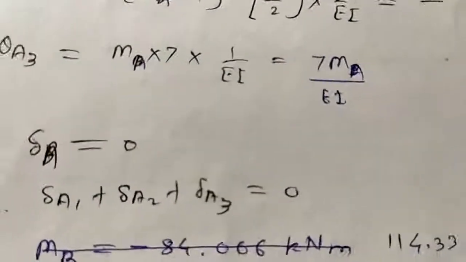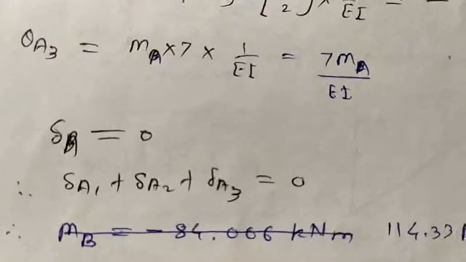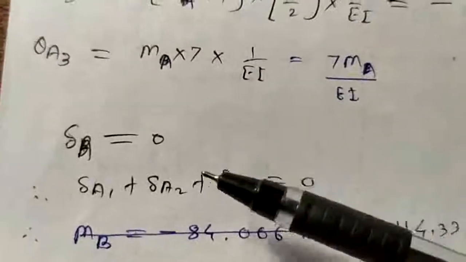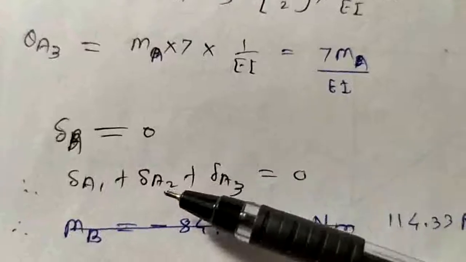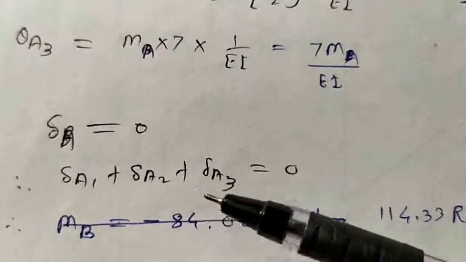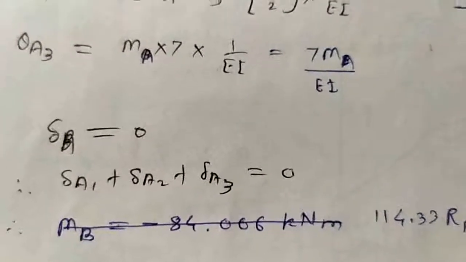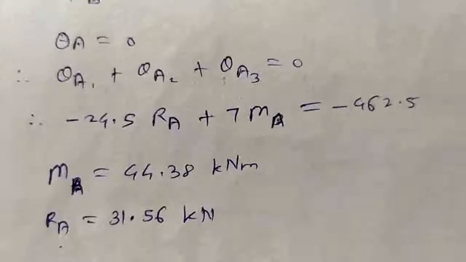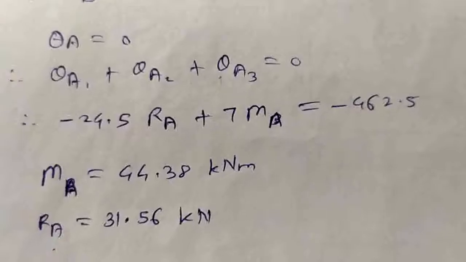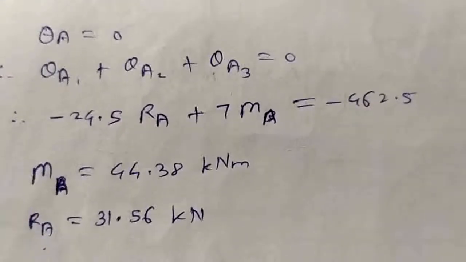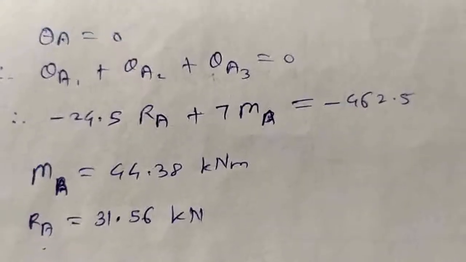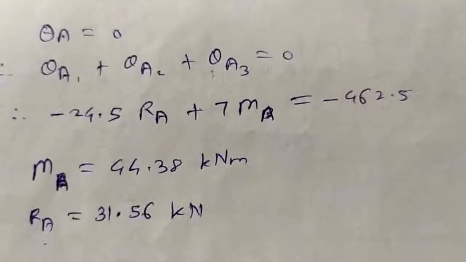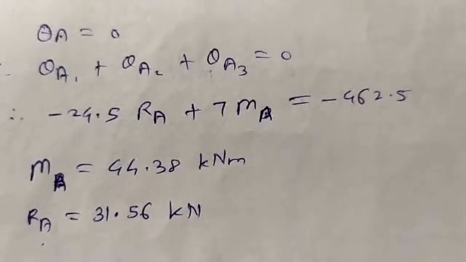Now come to the compatibility equation, that is delta A equal to 0. Delta A will be delta A1 plus A2 plus A3 equal to 0. Now put all these values and we will get one equation. Now use another compatibility condition, that is theta A equal to 0. Theta A1 plus theta A2 plus theta A3 equal to 0. Now put all the values and we'll get another equation.